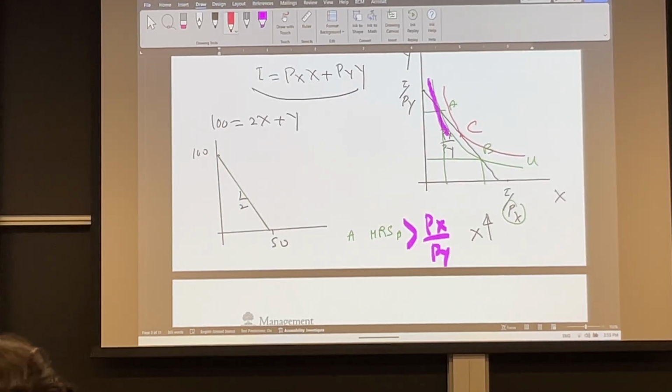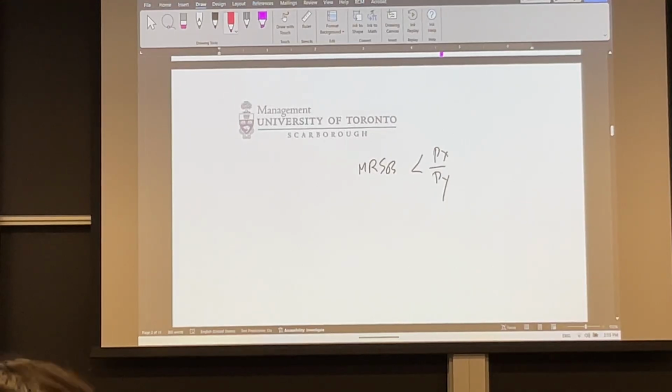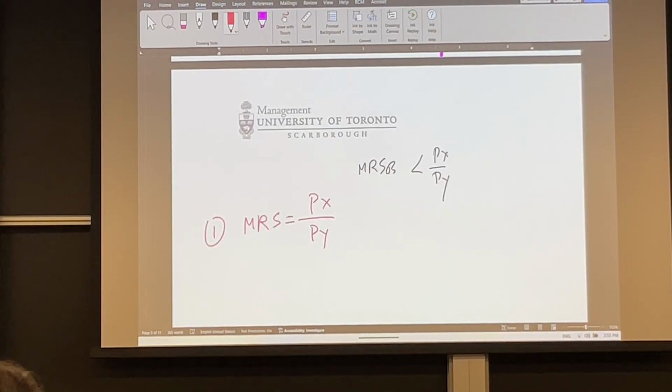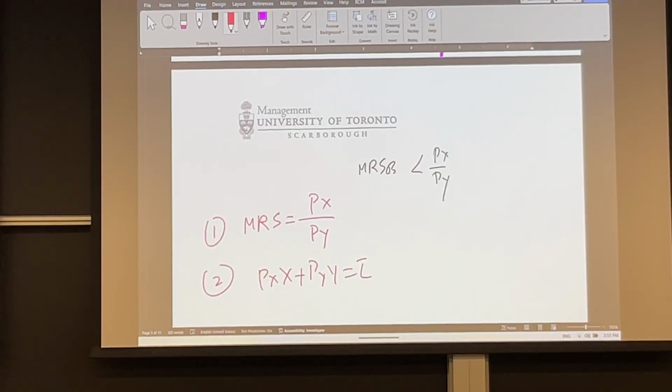Right? Make sense? So graphically, optimization basically means two things. One, satisfy the tangency condition: make sure the benefit you get and the cost are the same. And two, make sure you are on the budget line. Graphically, without doing much math, you know optimization means these two have to be satisfied.